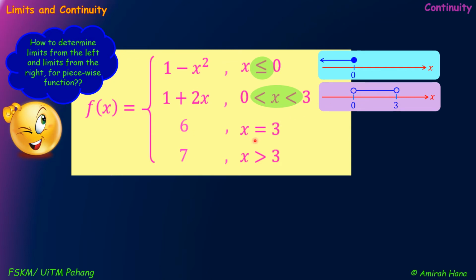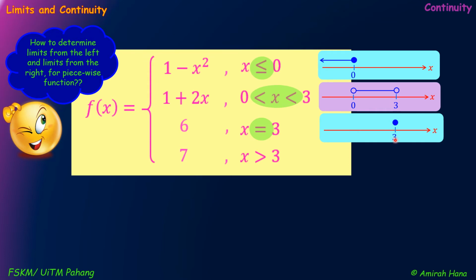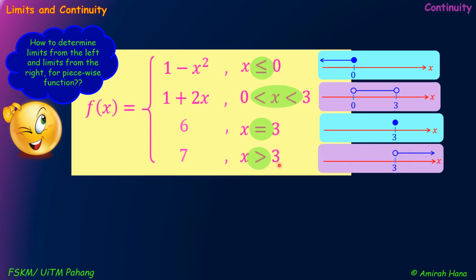Alright, and then for domain x equals to 3, from real number line notation, we only have a single dot at x equals to 3. And for domain x greater than 3, for real number line notation, for boundary value 3 here, we have a hole here because there is no equal sign, and greater than 3 here means arrow to the right.